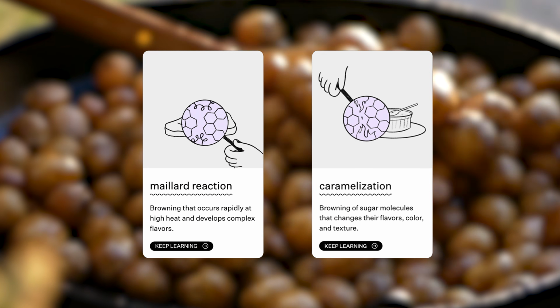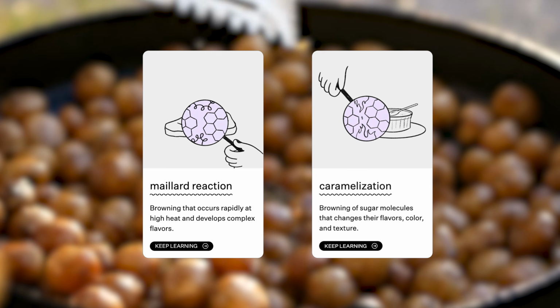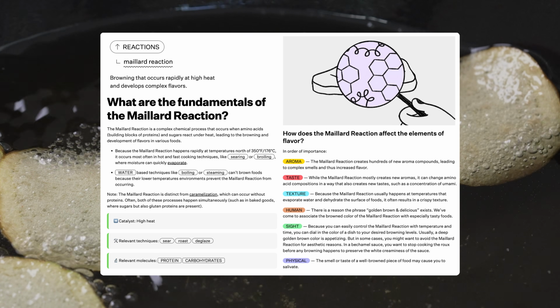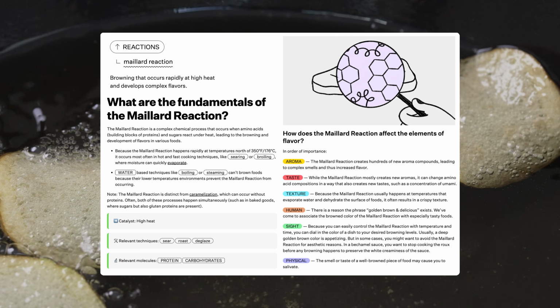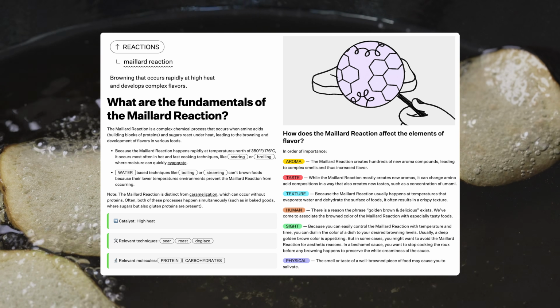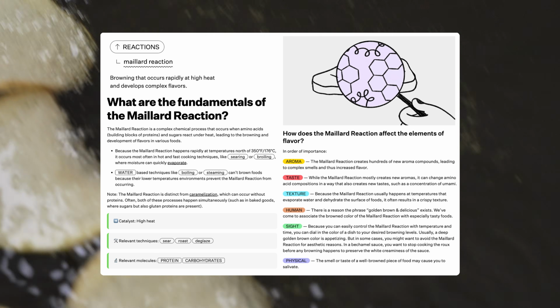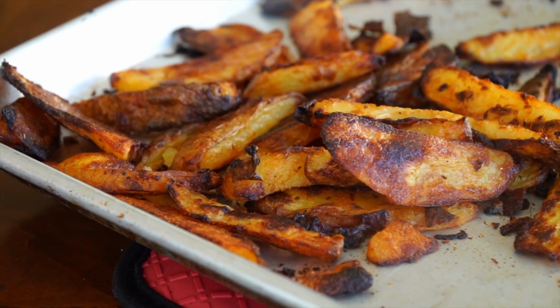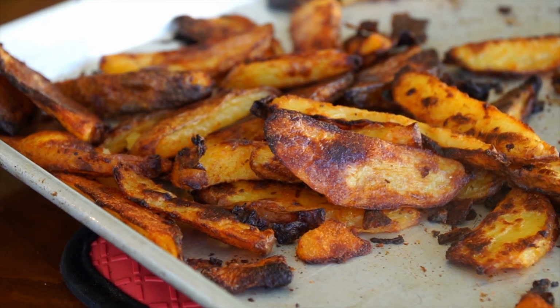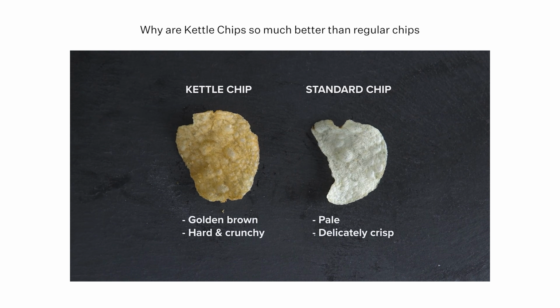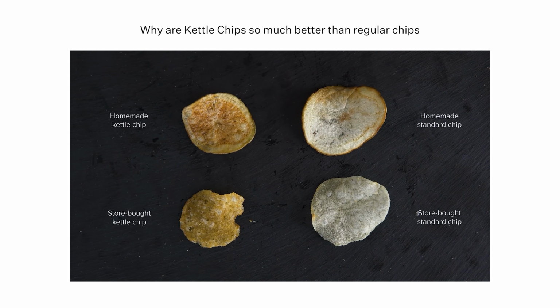and caramelization. We have these broken down on Cookwell if you want to read more, but basically the Maillard reaction equals golden brown and delicious. This is a complex chemical process that occurs when amino acids and sugars react under heat, leading to the browning and development of hundreds of new aromas in various foods. This browning is what happens on our French fries and potato chips, and kettle chips, for example, have a more robust aroma compared to the lighter chips with almost no browning on them.